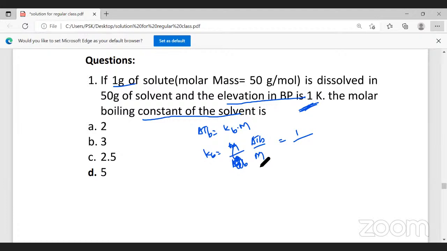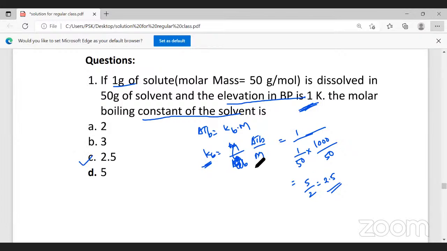So how do you calculate molality? They have given 1 gram of solute, and the molecular mass of the solute is 50. So it will be 1 divided by 50, which is the number of moles of the solute, into 1000 divided by 50, since they have given 50 grams of solvent, but molality is normally considered for 1000 grams. If you simplify this, you get 5 by 2, which is 2.5. So the Kb value, the elevation constant, is 2.5.